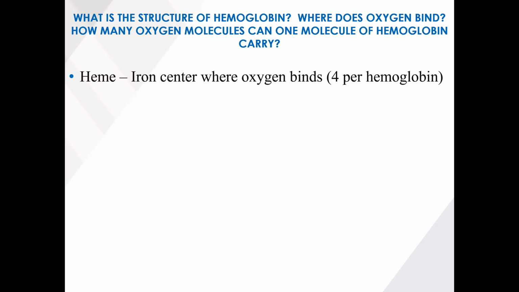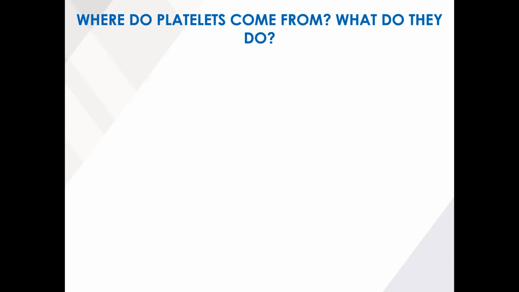All right, where do platelets come from and what do they do? Yeah, so they come from something called megakaryocytes, which are going to be found in the red bone marrow. And the platelets' job is to help with blood clotting. Specifically, in the process of hemostasis, they help with one of the steps in that. So they are not cells. It's a critical thing to know.